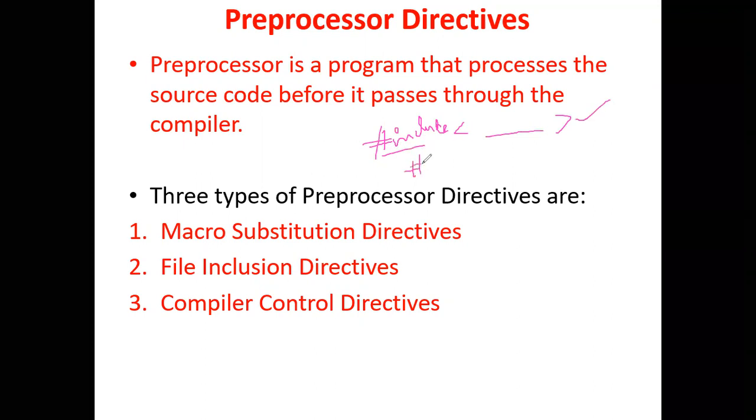Next is hash define. For example, in your area of circle program, we have defined hash define PI is equal to 3.14. So wherever in the program you write this PI, it will be replaced with the value 3.14. There are three types of preprocessor directives we'll be studying. The first one is macro substitution, next is file inclusion directives, and next is compiler control directives.